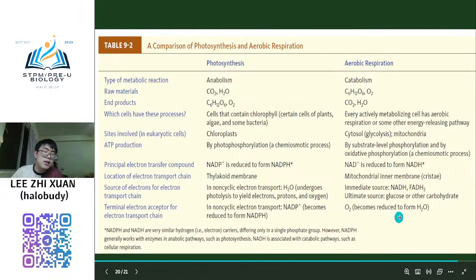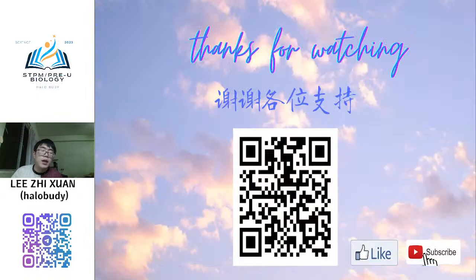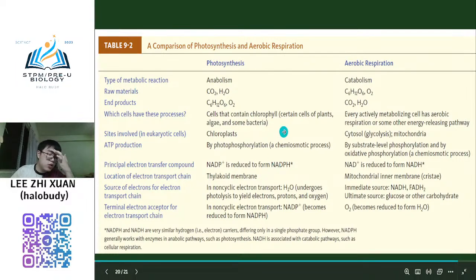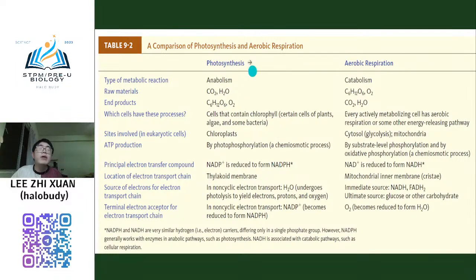So I think okay, another one is this is just extra information for you guys lah. Comparison between photosynthesis and aerobic respiration we learned last time, chapter 5. So normally the main differences are the type of metabolic reaction lah.